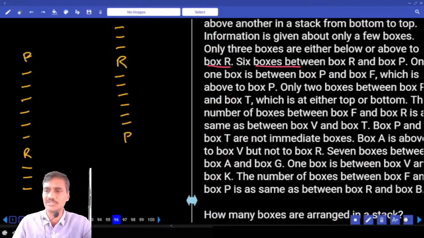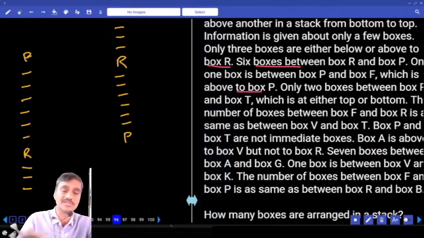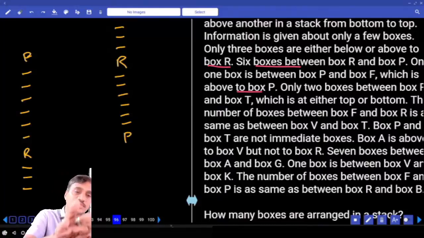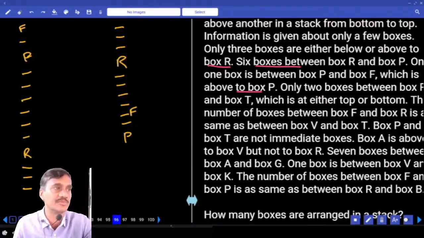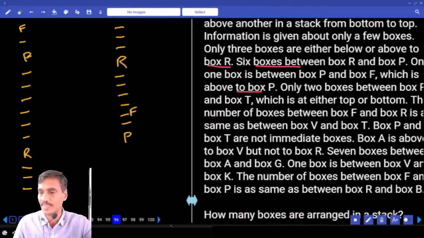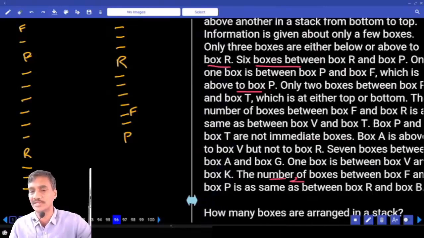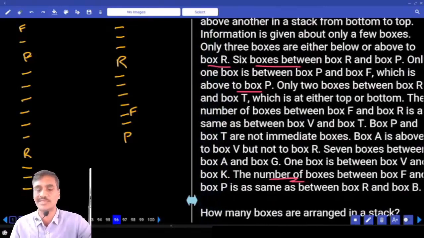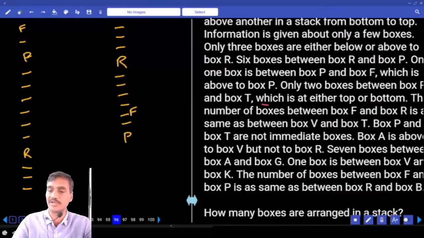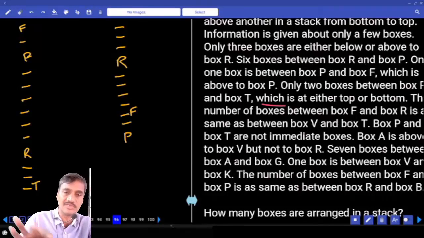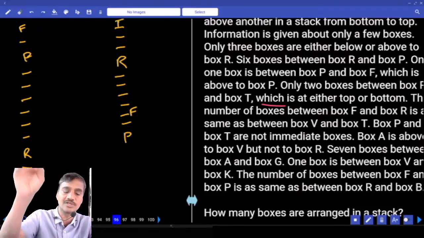And only one box is between P and F. P ki F ki మధ్యలో one box and F is above P ఇచ్చాడు. లక్కీగా ఇచ్చాడు, లేకపోతే 2 పాసిబిలిటీస్ వచ్చేస్తాయి. Now if F is above P, in this case F must be at this place. And next one, only 2 boxes between who? R and T. Between R and T we need to have exactly 2 boxes. Again T is either at the top or at the bottom. Hence here it must be T, here it must be T. T is at the top and T is at the bottom.